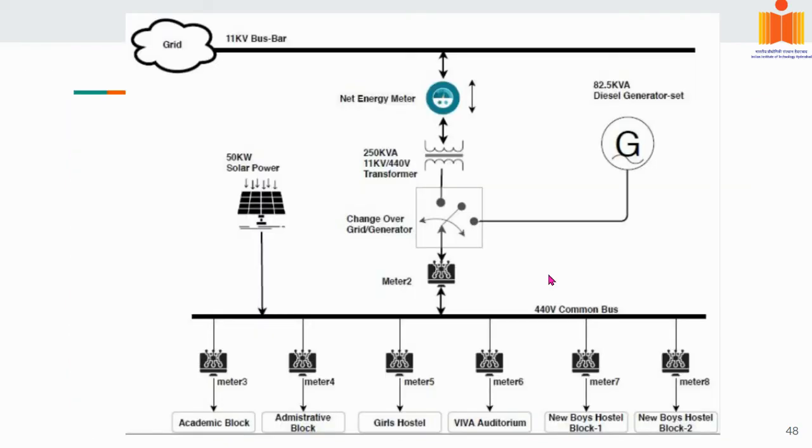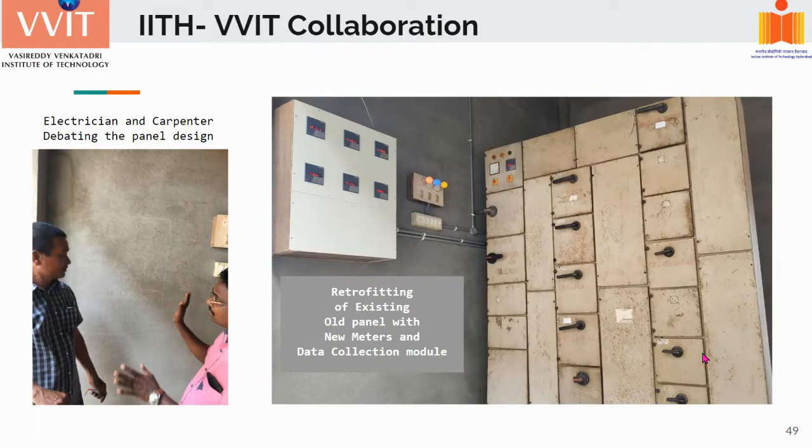So this is how a simple layout diagram looks. There is a main supply coming from the top, and there is a generator on the right and then a solar power on the left. So the above part is the supply side and the below part is the demand side. So academic block, admin block, girls hostel, like this. Because it's an educational institute, this is how it is. And then the panel looks like this.